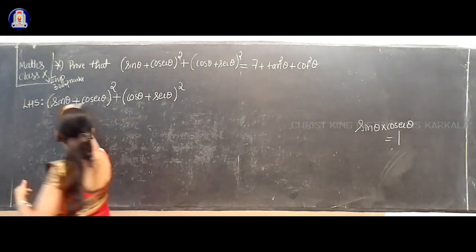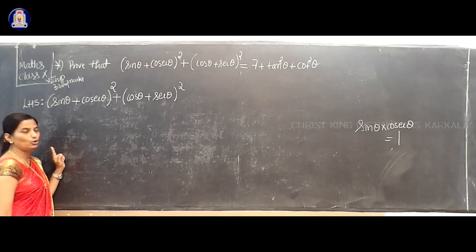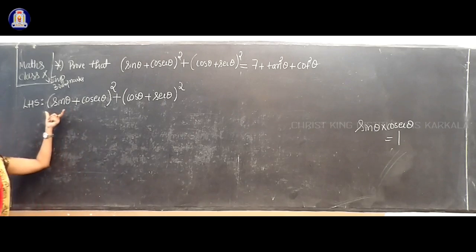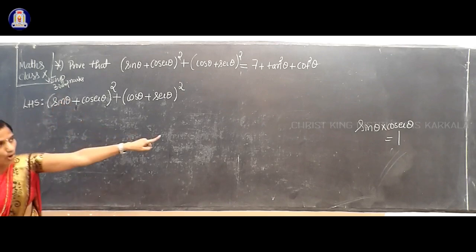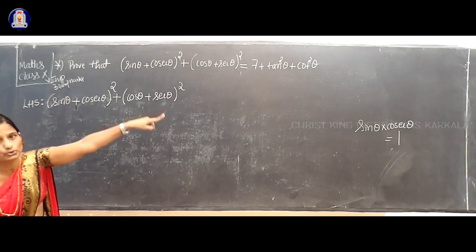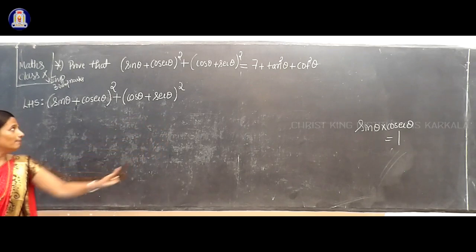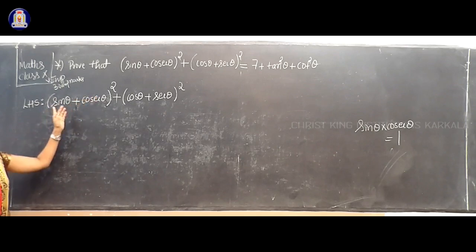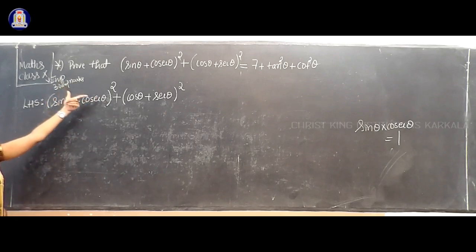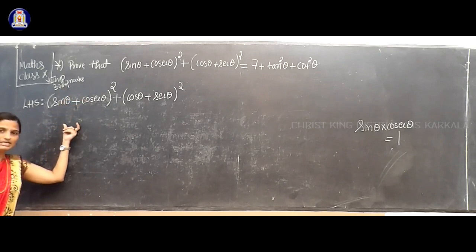Can you write this as equal to 1 square? No. Why is it not? See, what is the sign between sin and cosecant? It is plus, not multiplication. See the difference? The form sin theta into cosecant theta is 1, but here it is sin theta plus cosecant theta, that is whole square. So we can't use the table formulas. We can't replace it as 1.